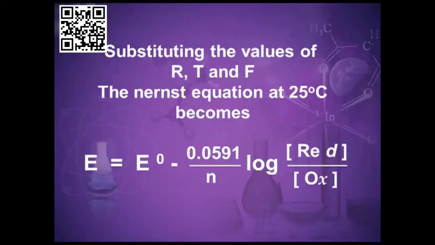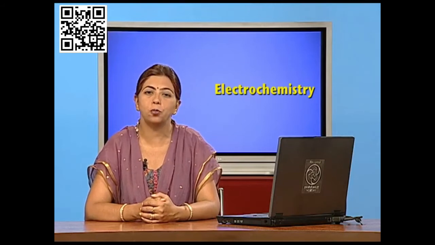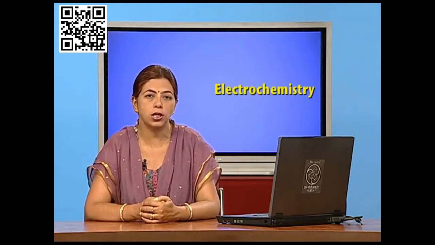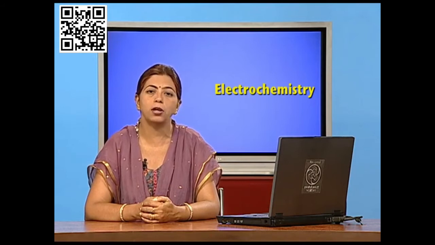When we substitute the values of R, T and F, then we get the Nernst equation as E equals E naught minus 0.0591 upon n log. The natural logarithm has been changed to base 10, that is log of the concentration of the reduced state divided by the concentration of the oxidized state. This is the equation which you can use in the numericals, and the value of n will change according to the redox reaction, that is the number of electrons lost or gained.